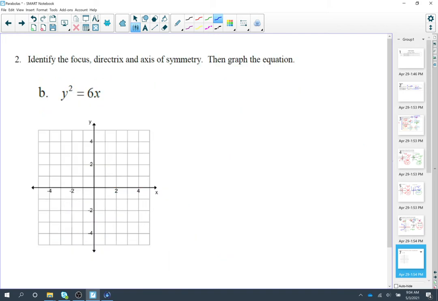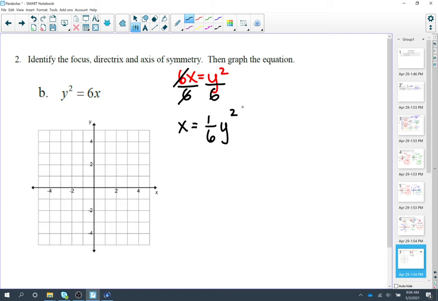Example B. Identify the focus, directrix, and the axis of symmetry, then graph the equation. Same as before, I'm going to start by looking at the equation they gave us. The first thing I notice here is that they put the y squared on the left. I personally don't like that, so I'm just going to switch it. Now the next thing I don't like is that there's a 6 here, so I'm going to divide both sides by 6. So now I have x equals 1/6 y squared, which looks more like my standard form equation.